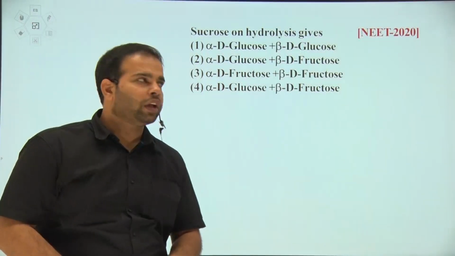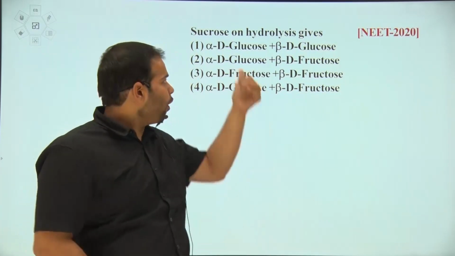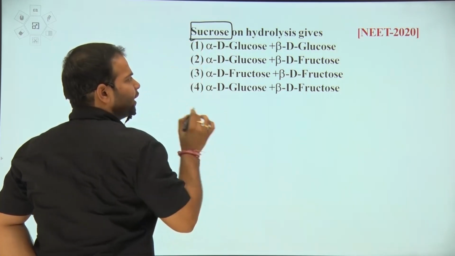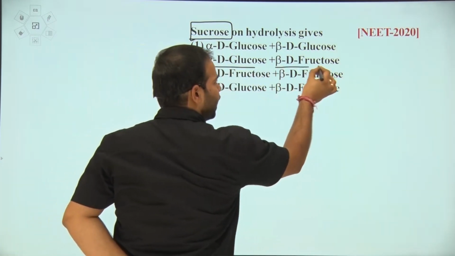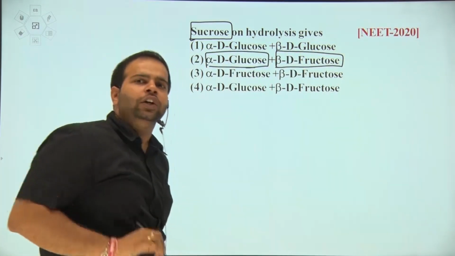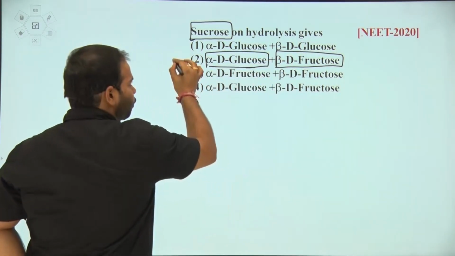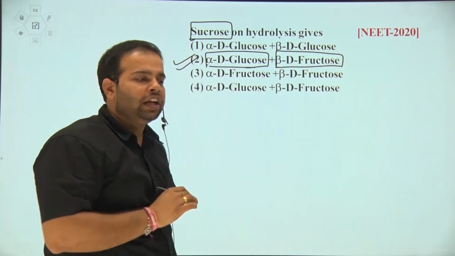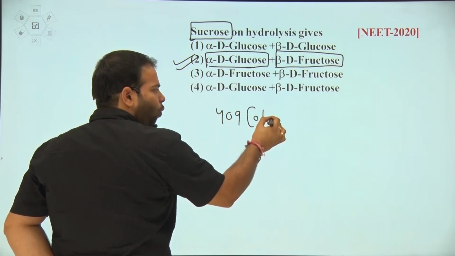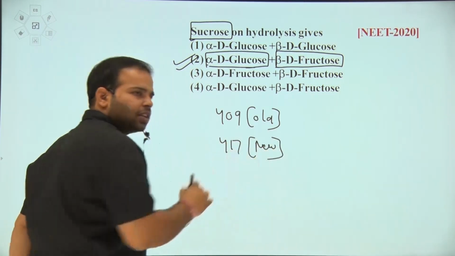Thank you. Okay students, coming to the next question. Now the question is, sucrose on hydrolysis gives. Sucrose is formed by two monomeric units, alpha D glucose and beta D fructose. This disaccharide is formed by these two monosaccharides. So on hydrolysis it will also give these two, alpha D glucose and beta D fructose. If we have to check the reference, it is in NCERT on page number 409 in old NCERT books and 417 in new NCERT books, and the chapter is biomolecules.